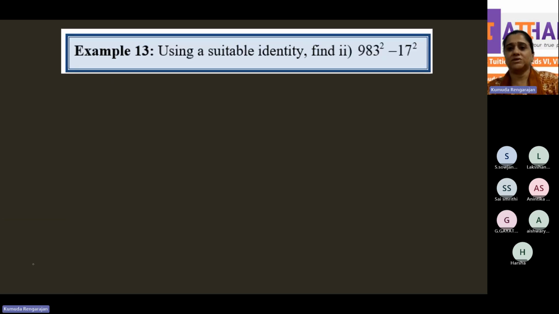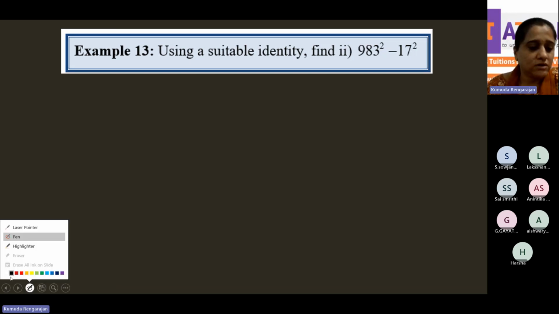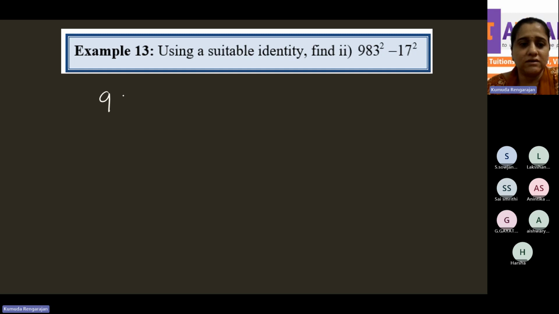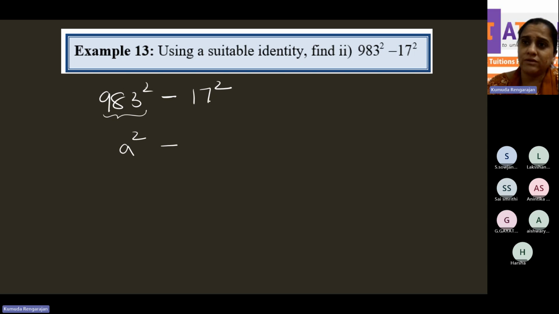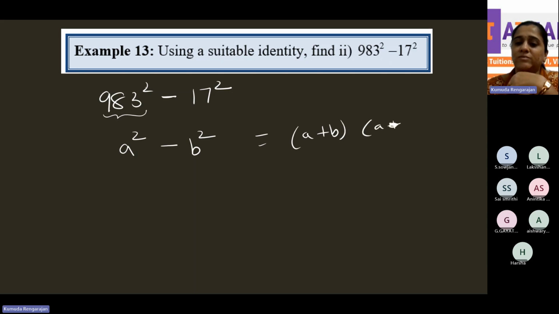Now look at the numerical version. Now the question here looks like, see here, there's a number here, so let's call it a, and the square. Minus, there's a different number here, b, square. So it looks like a square minus b square. The question looks like a square minus b square, so the answer is (a + b) into (a − b).